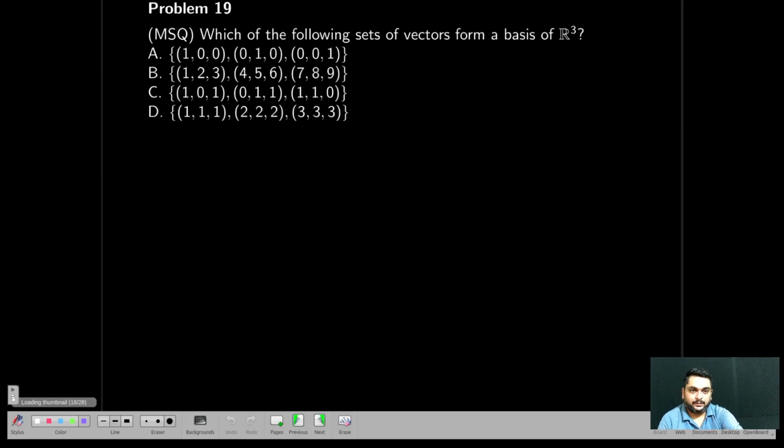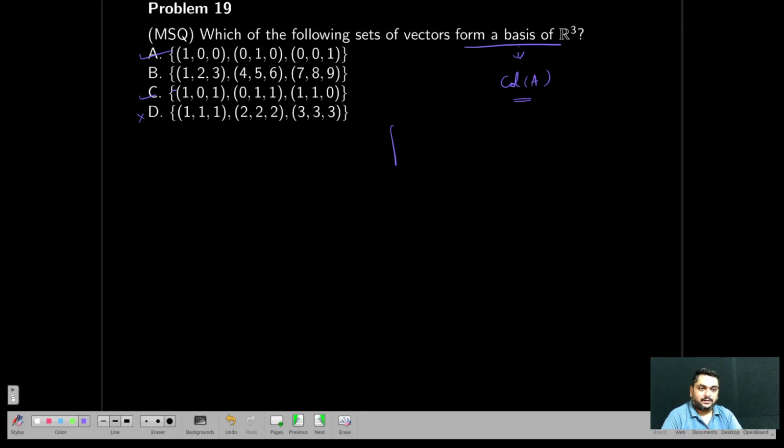Which of the following sets of vectors form a basis of R cube? Basis means again the minimal column space of A. That is the column space of A you have to find, the minimal number of columns, that is, the independent columns you have to find. Which are the independent columns here? So this is independent. We'll come to this. C, this is also independent. D, this is dependent. What about B?